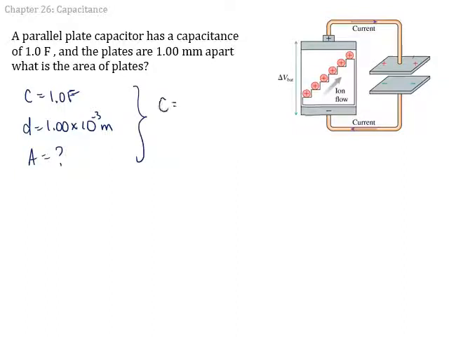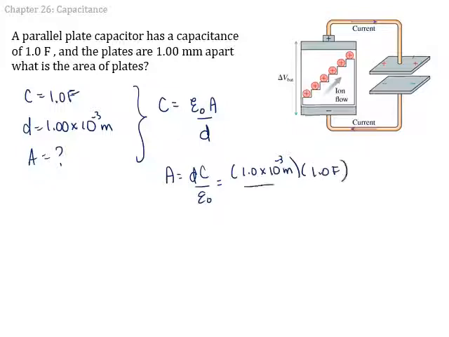We remember that capacitance is epsilon naught times A over D. The capacitance depends on the physical properties of the plate. That tells us that the area of each plate is D times the capacitance divided by epsilon naught. So D is 1 millimeter. The capacitance we said was 1 farad. Divide that by epsilon naught, which is 8.85 times 10 to the minus 12.